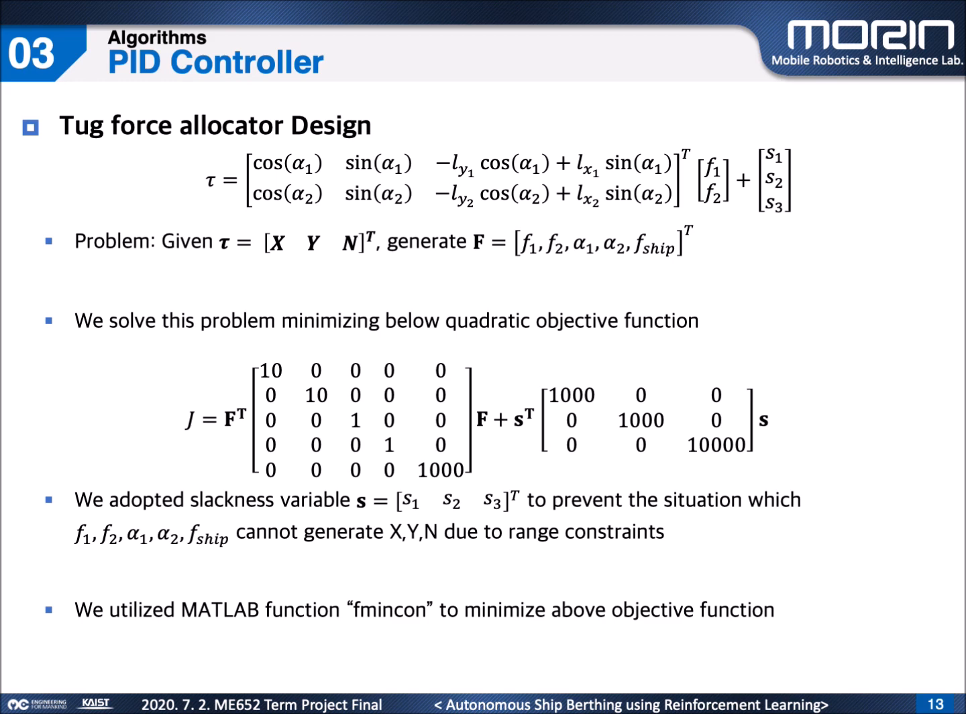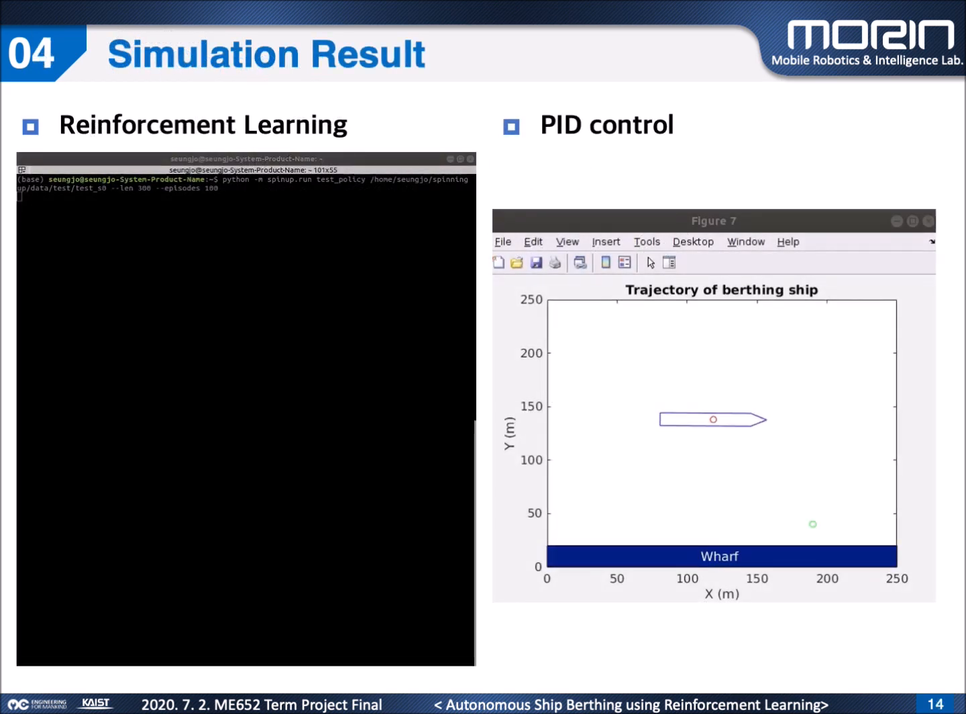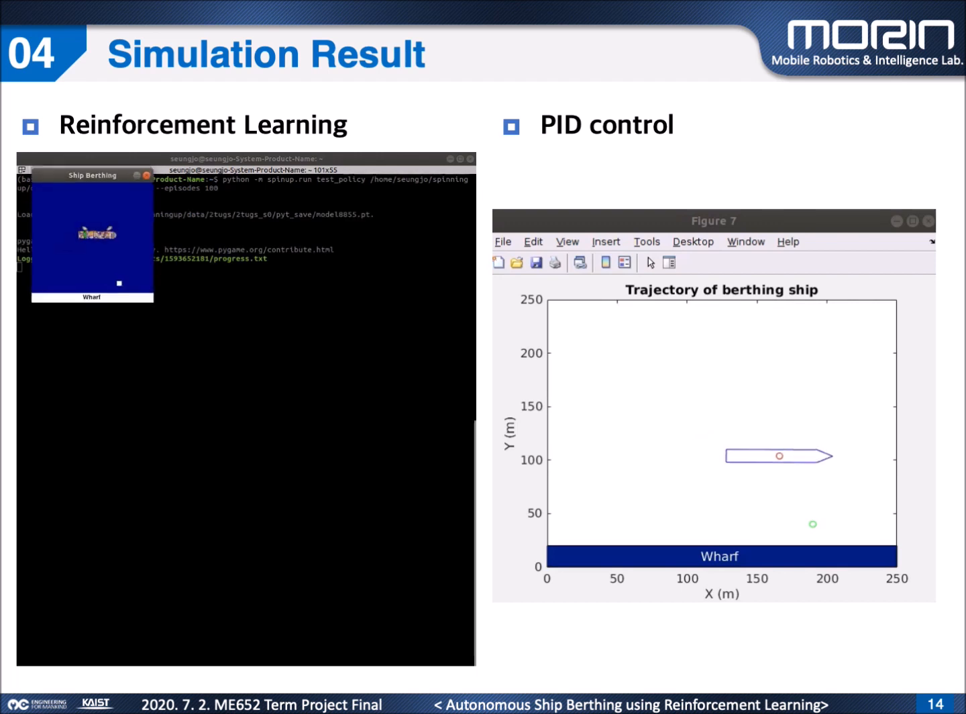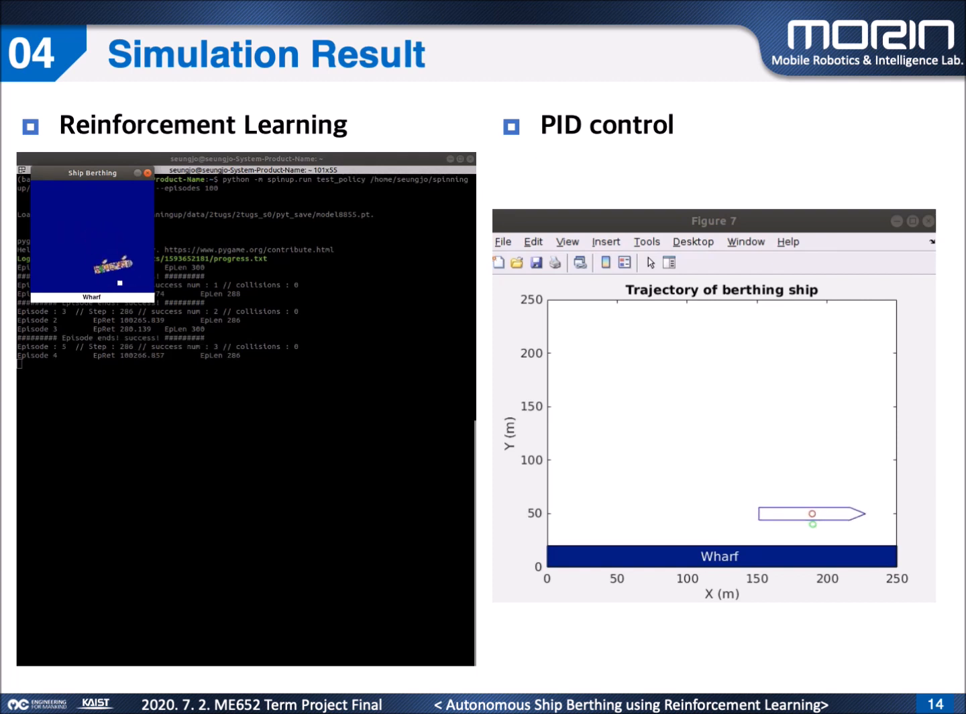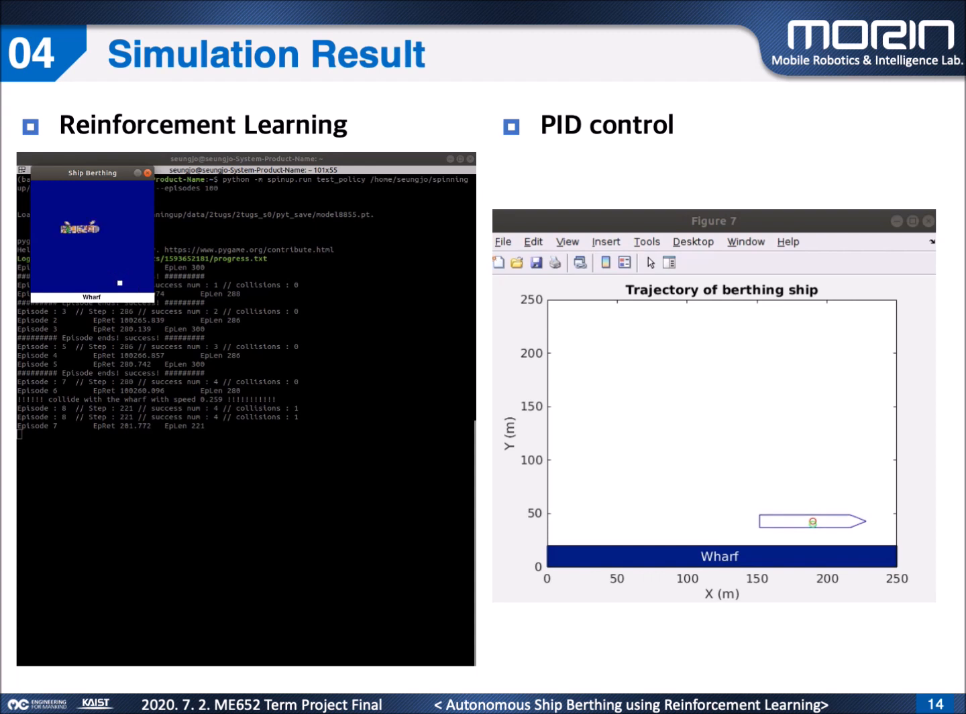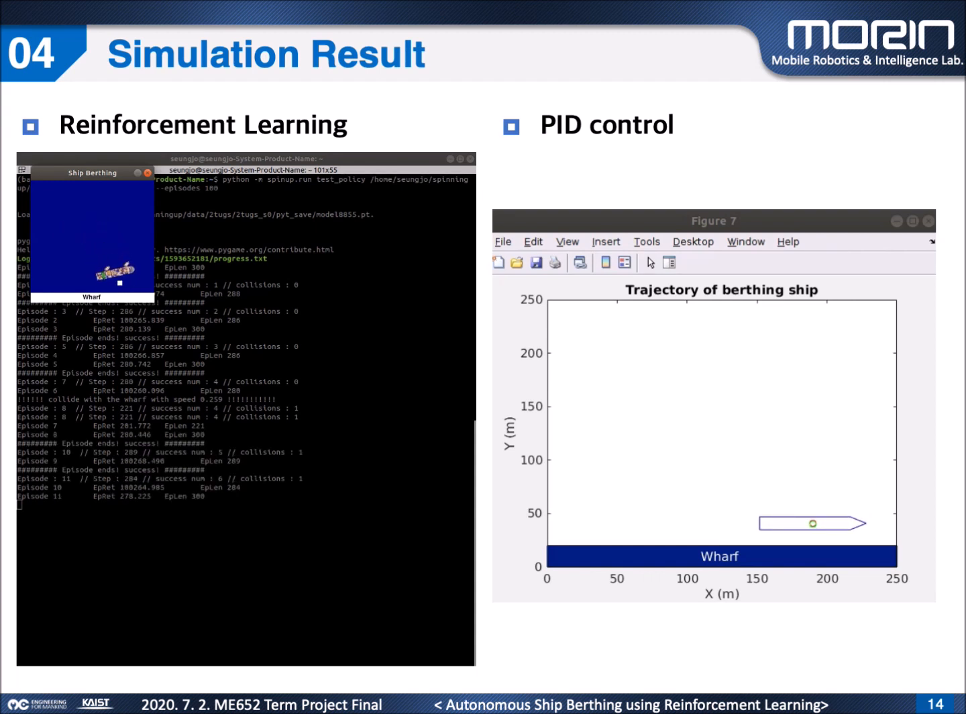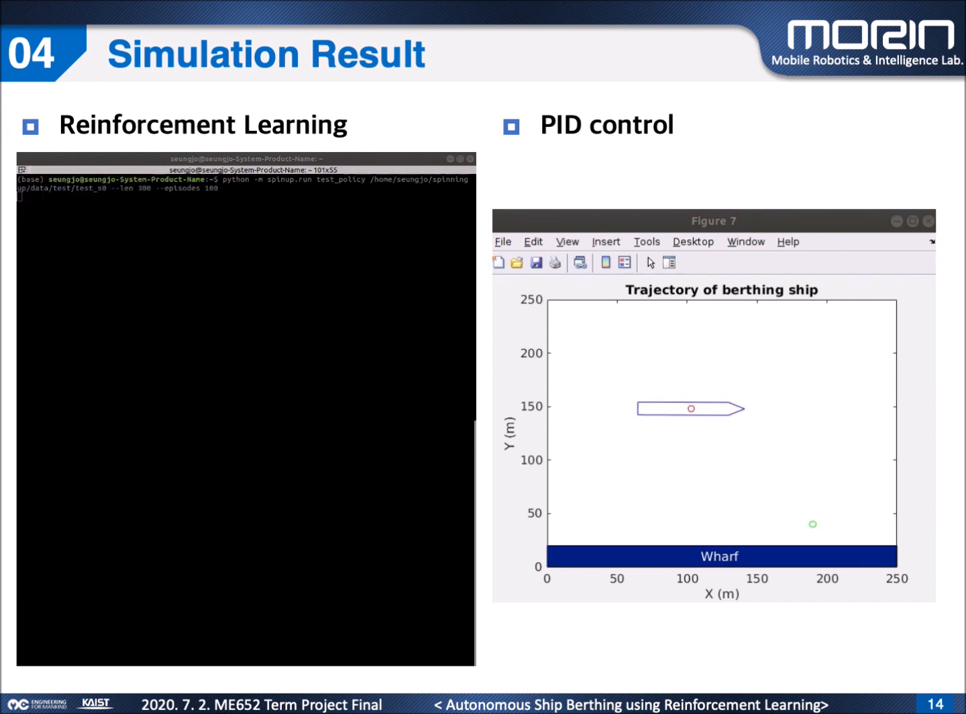This part is the simulation result. The left one is the result of reinforcement learning. It is the simulation of the model with the highest average reward value among the trained models. Learning was conducted for a total of 48 hours and approximately 10,000 epochs were trained. With this RL simulation, you can see that the model was quite well trained.